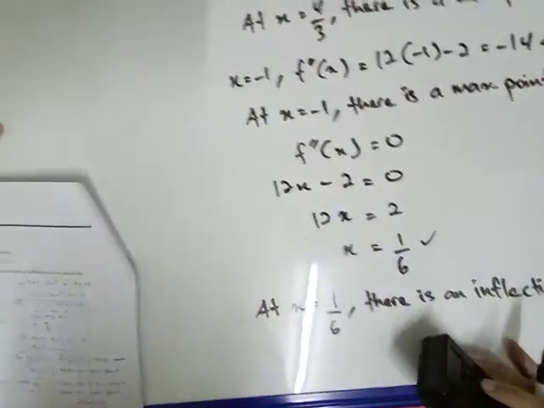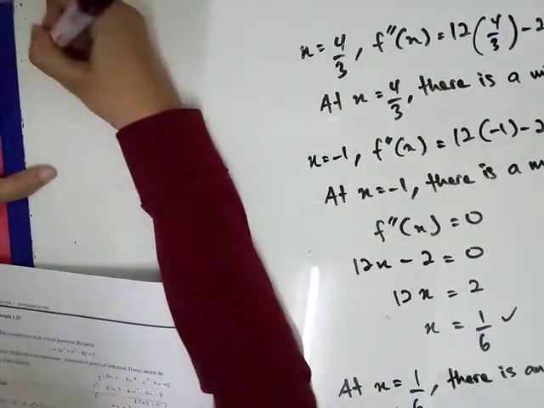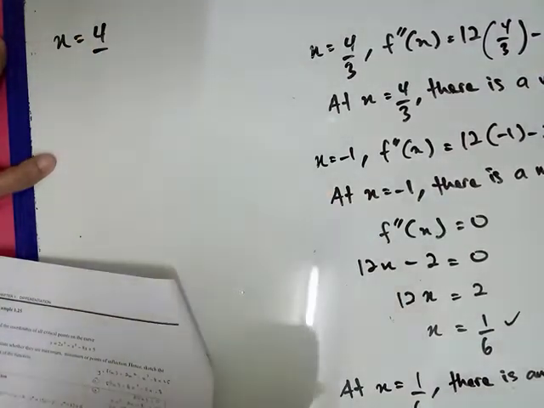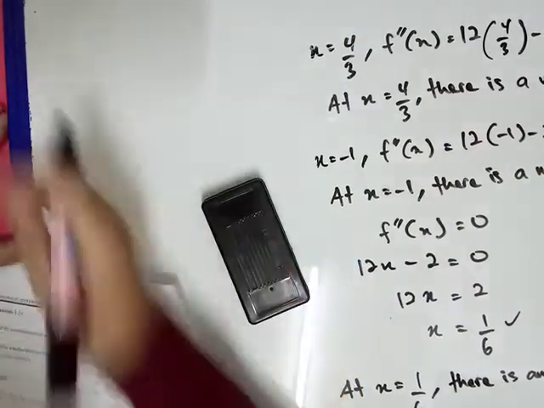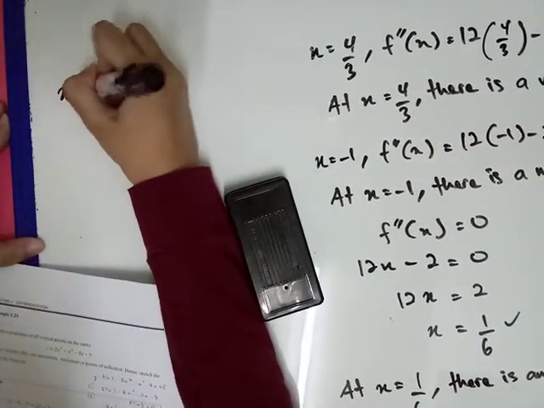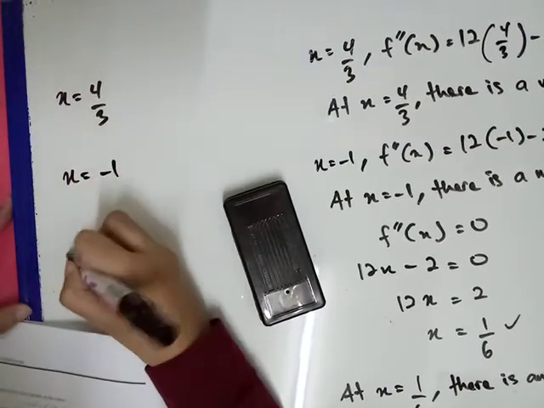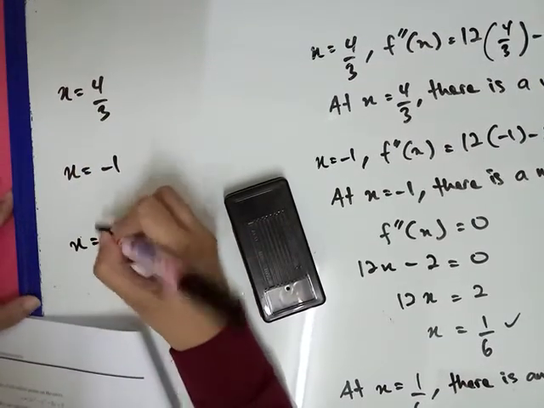Sini x equals 2, 4 over 3. And then x equals to negative 1, and then x equals to 1 over 6.